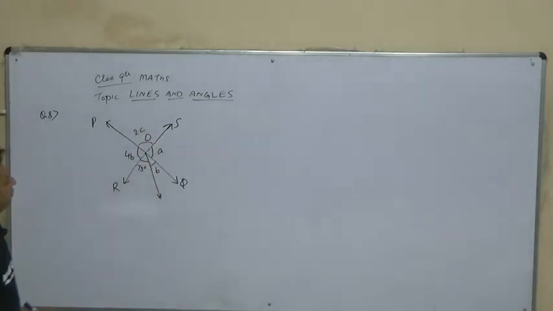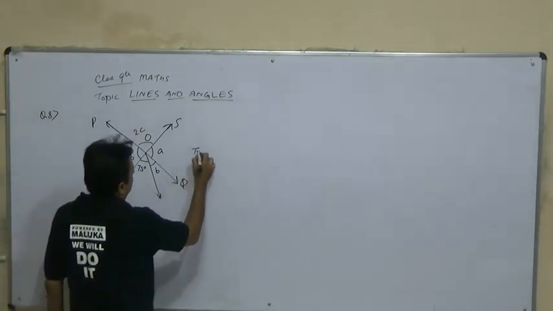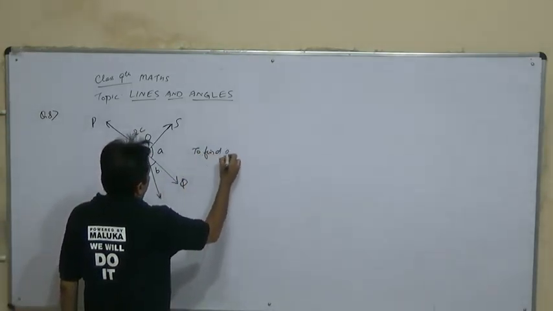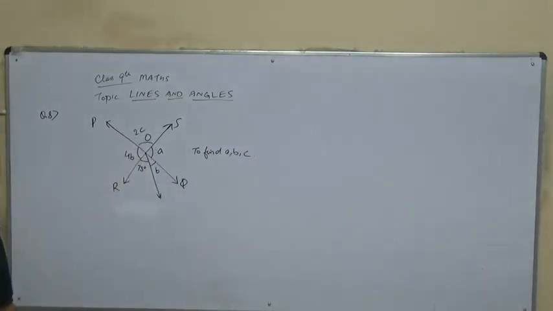So what do you want to find here? To find A, B, C. We have to find all the values A, B and C. We know that PQ and RS are the two lines which intersect at point O. Now PQ is a line.